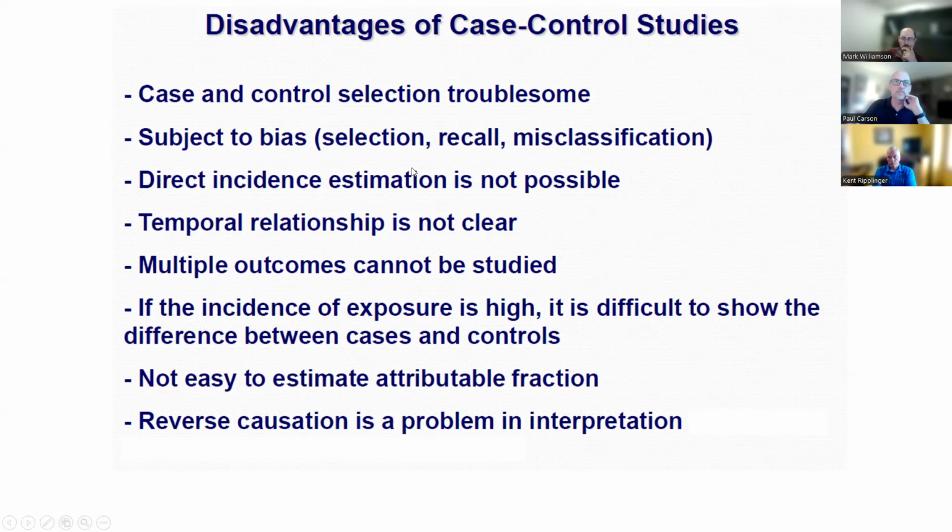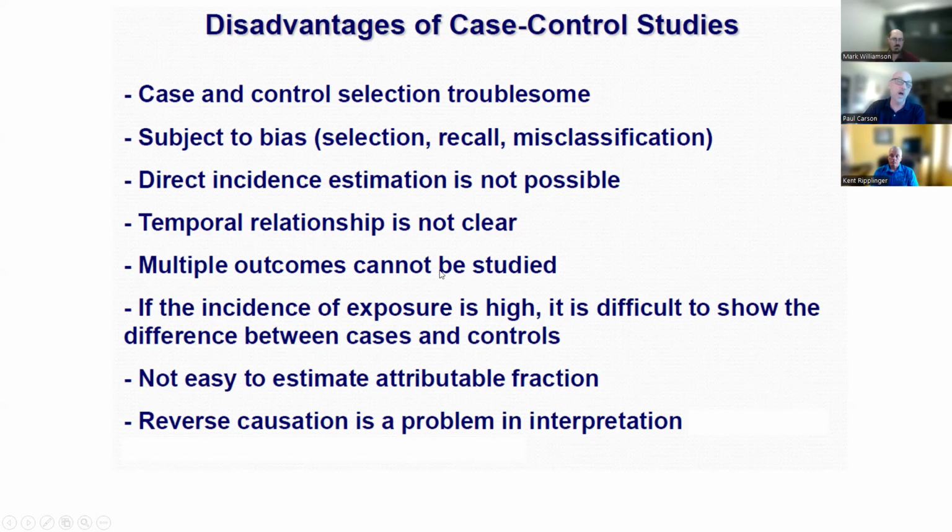Disadvantages: trying to get your cases and controls, selecting them well, matching them well can be difficult. It is subject to bias, selection bias, recall bias. How well do the people recall the exposure you're asking them about? Oh, I forgot that I worked in shipyards, putting asbestos stuff in the ship. How well are they recalling the exposure? How well do they recall how much they smoked if you're asking about it from the past? Direct incidence estimation is not possible. We can't get a true incidence like we can with clinical trials and cohort studies.